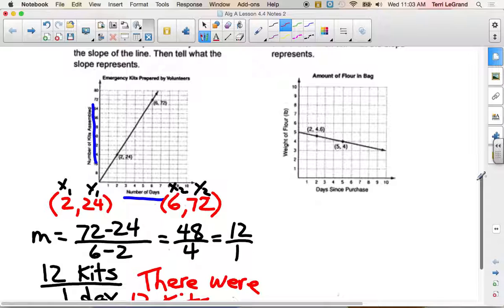How much did this bag of flour weigh, by the way? How many pounds of flour was it? 5. You're right, here. It starts at 5 pounds, right here. At time 0, it is 5 pounds.